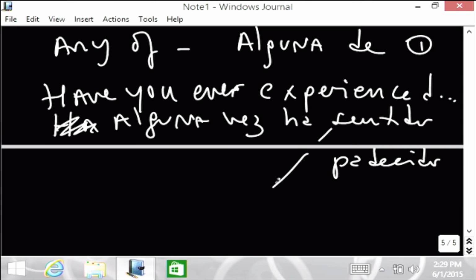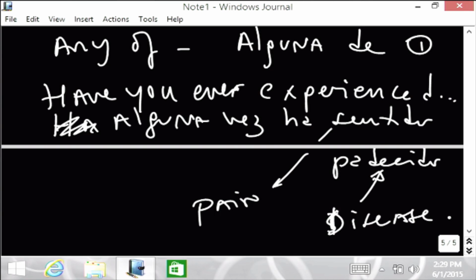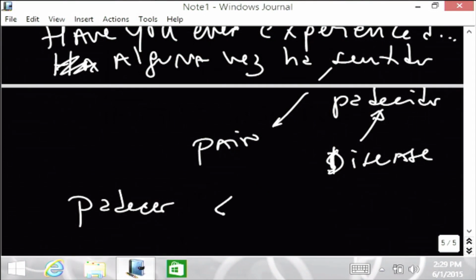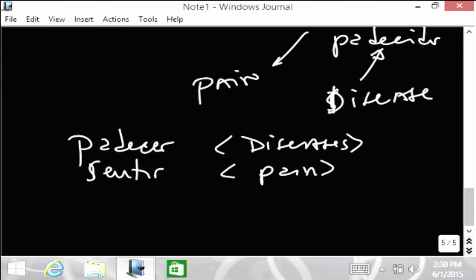Now, we use sentido when it refers to pain, and we use padecido when it refers to a disease. So if the experience refers to pain, it's sentir dolor. But if the experience refers to a disease, have you ever experienced any of these diseases? Which is odd in English. In Spanish you will say, alguna vez ha padecido alguna de estas enfermedades. In other words, what I'm trying to tell you is when you go from English into Spanish, padecer works with diseases. Sentir with pain. That's for the verb to experience.